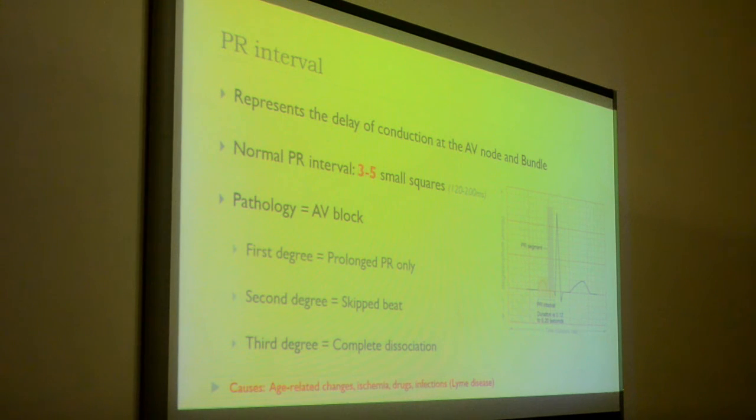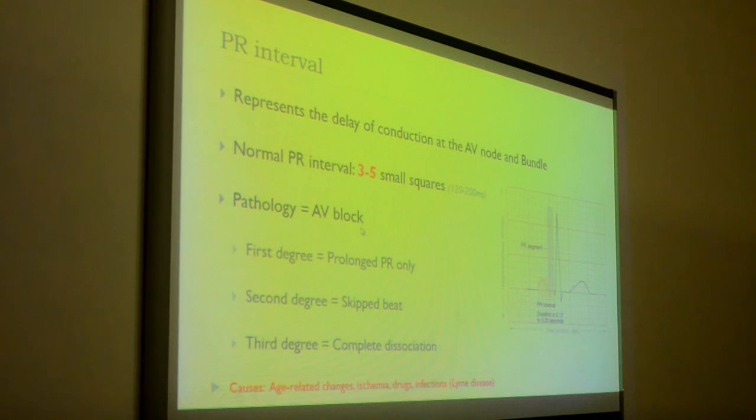After the P wave, we have the PR interval. Normally, this represents the delay of conduction at the AV node and the bundle of His. This is what it normally does. So you have about 3 to 5 small squares. You can memorize the time if you want, but when you're looking at the ECG, you'll count the squares. From the beginning of the P wave to the beginning of the QRS complex, this is the PR interval. Normally, it's 3 to 5 small squares. If it's prolonged, you have what's most likely an AV block.